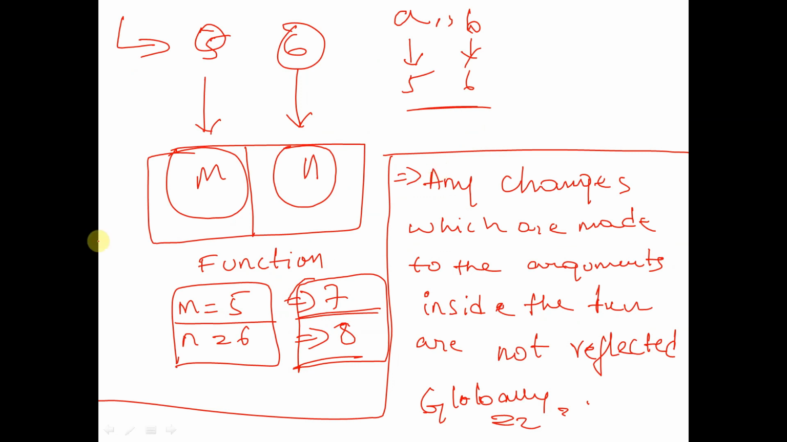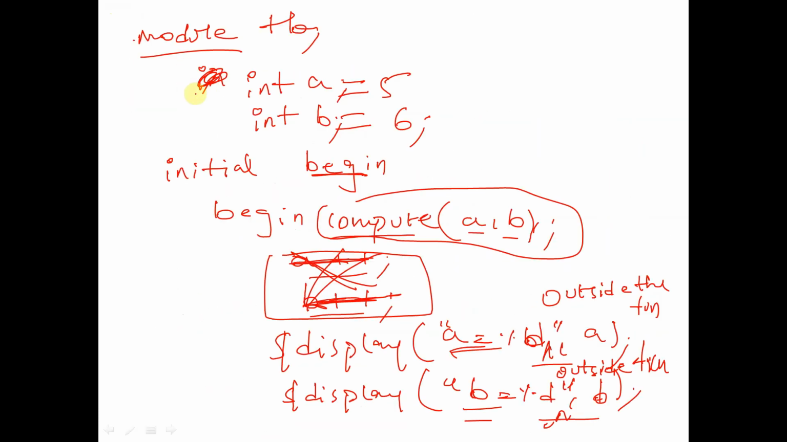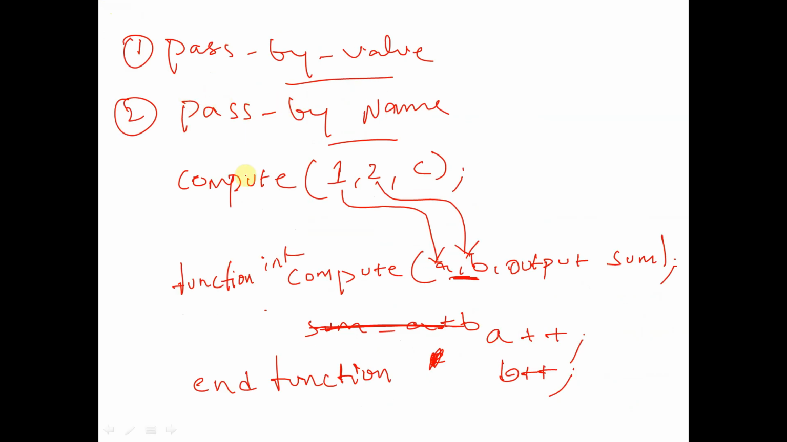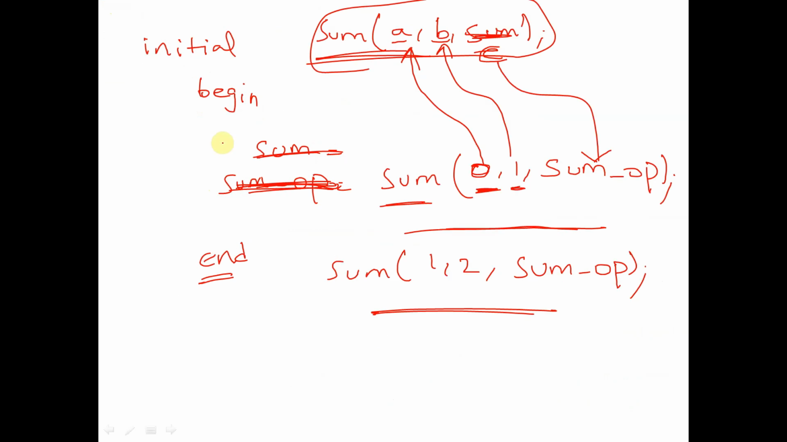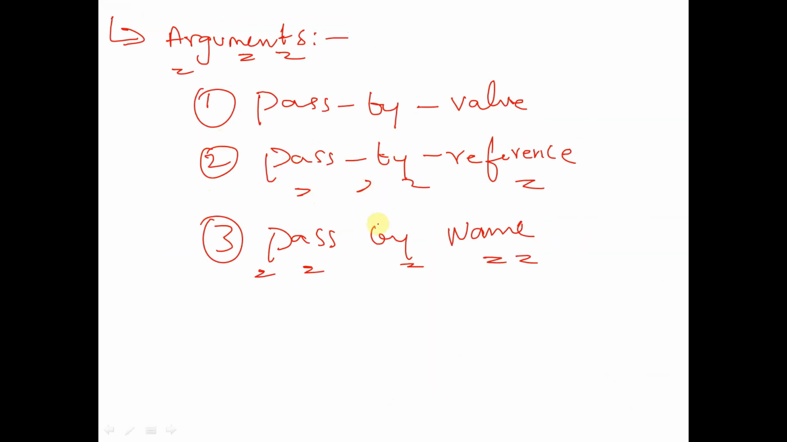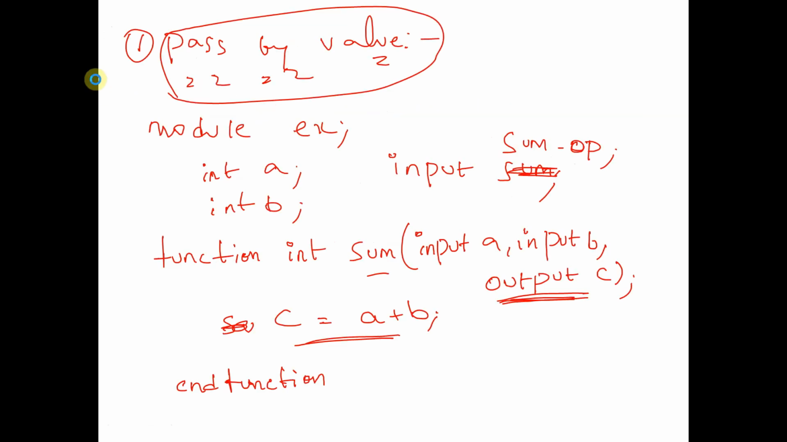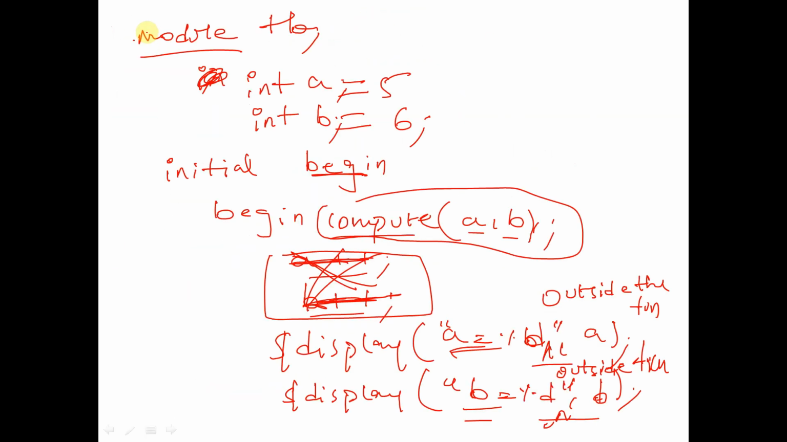Is this clear? Because we are storing these arguments into a separate local storage. So that's why we are not getting any changes globally. Is this clear? Pass by reference, where is it? Yeah. So coming to arguments passing by reference. So see this.